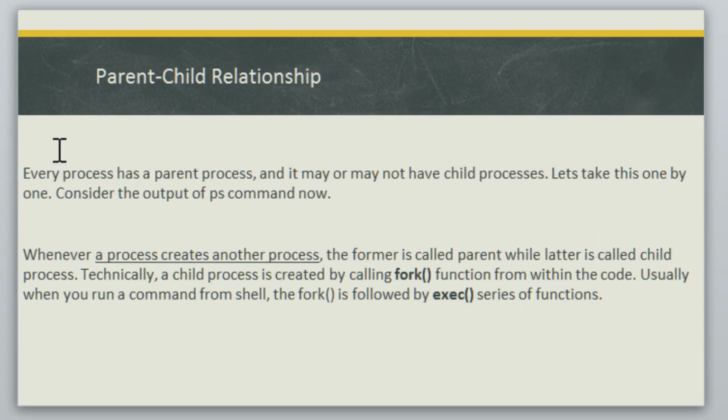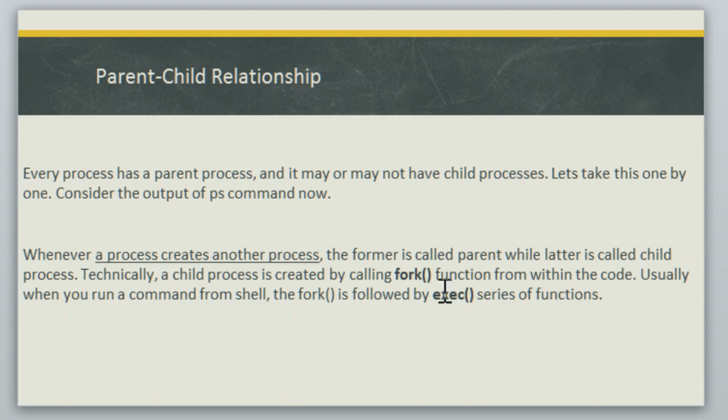So let's look at the parent-child relationship. Every process has a parent process, meaning that when a process is created, something created that process, and it may or may not have child processes. Let's take this one by one. Consider the output of the ps command. When a process creates another process, the former is called the parent, while the latter is called the child process. Technically, a child process is created by calling the fork function from within the code.